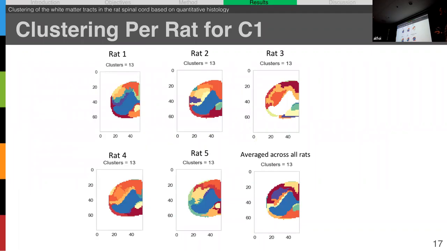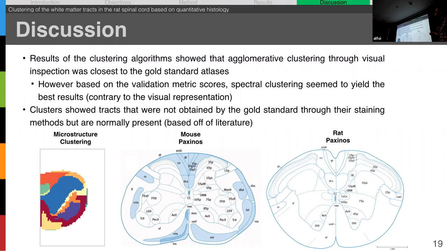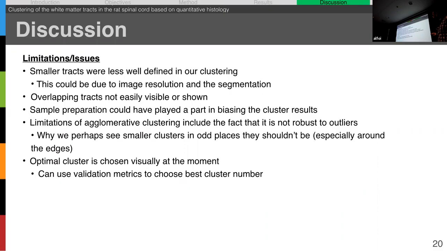And as I mentioned, sample preparation could have played a part in biasing the cluster results, which could have been why we saw differences in the between-rats clustering results. Either due to the penetration of the osmium tetroxide or just wear and tear of the samples, we would get holes, spots within samples that could have biased the clustering outputs. So that's something else that we should test and look at, to see if we can get samples that are whole and apply this on those samples to see if we get the same results or not.